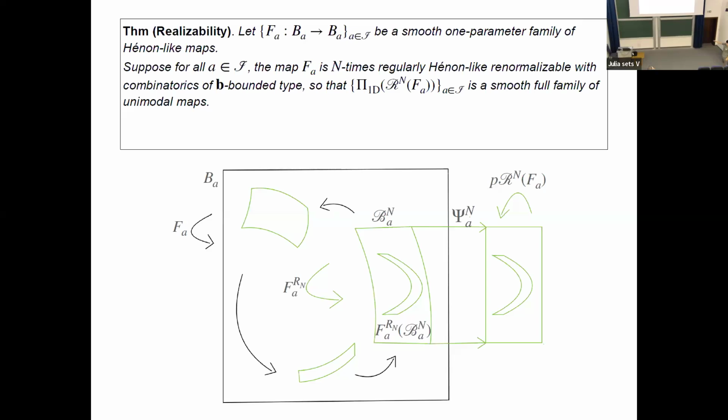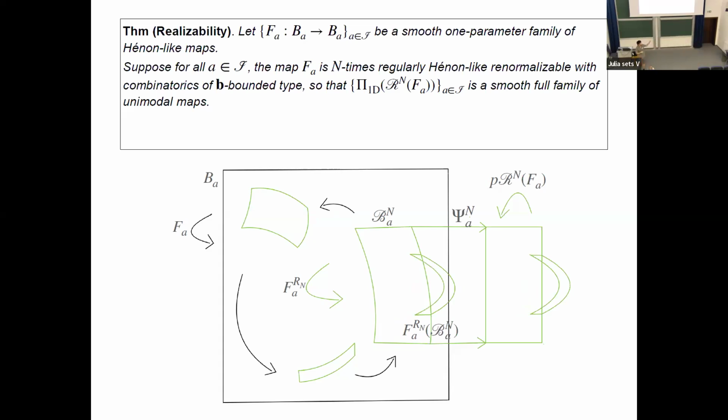For each map in this family, you can zoom in up to n times in a regular way. And if you look at the nth renormalization scale, then by varying the parameter, you can get the picture to look like this. So this is the fullness of the family at the nth scale.